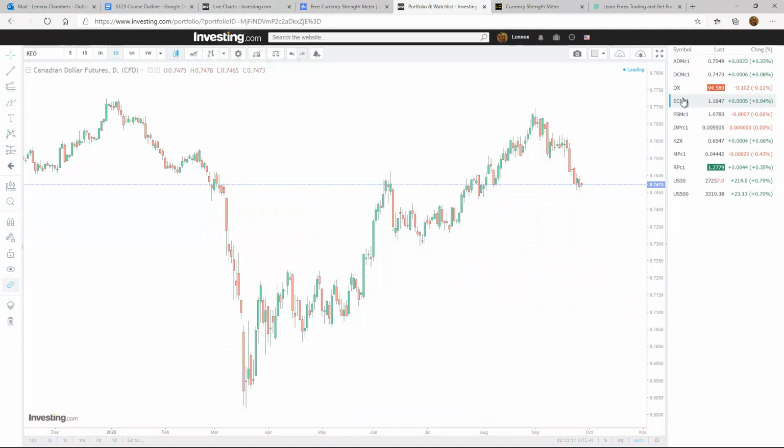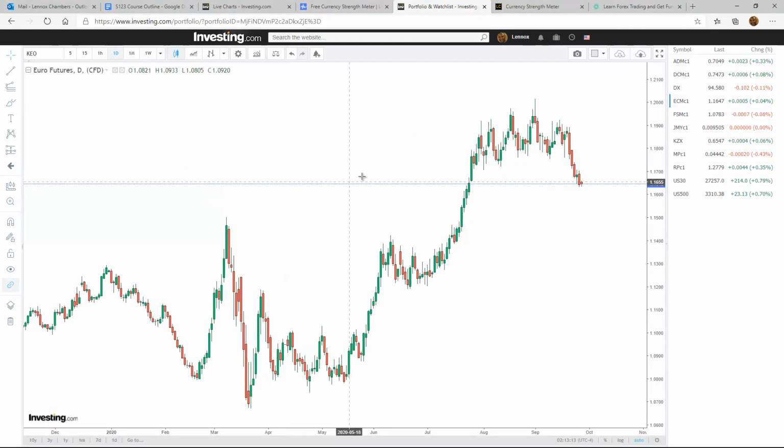For the euro, similar. They're all looking the same. So if the US dollar is going up, then we would expect Aussie, Canadian, Euro, Swiss, Japanese yen perhaps. No, maybe not the Japanese yen, but the New Zealand to be heading to the downside.